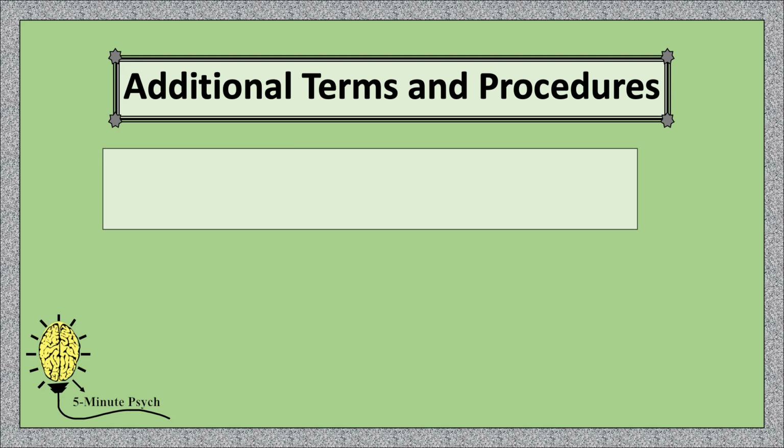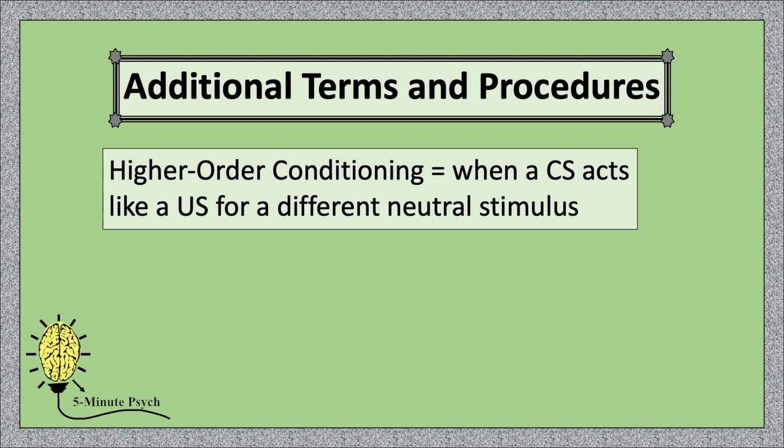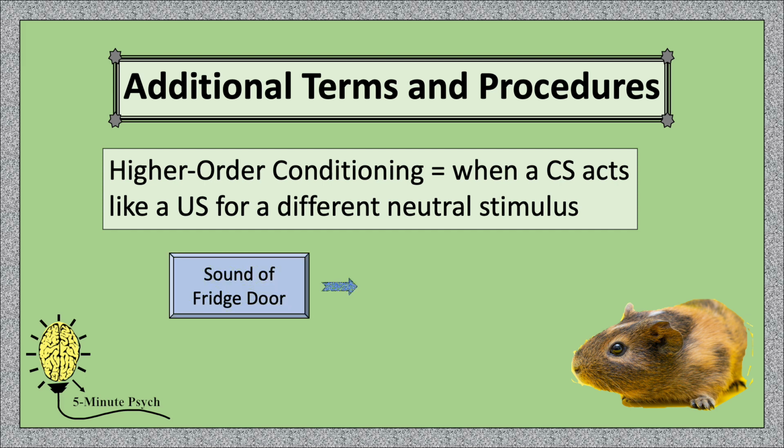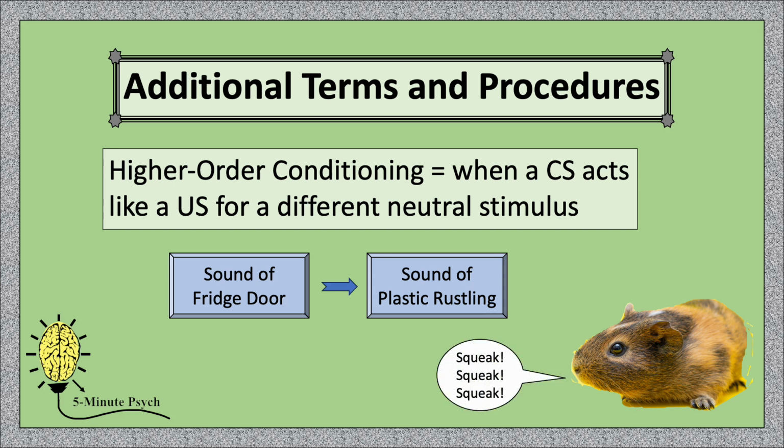Finally, with higher order conditioning, this is when a previously conditioned stimulus acts like an unconditioned stimulus for a different neutral stimulus. With Sammy, she learned that the sound of the fridge door always preceded the sound of the plastic rustling, and soon she was squeaking whenever she heard the fridge.